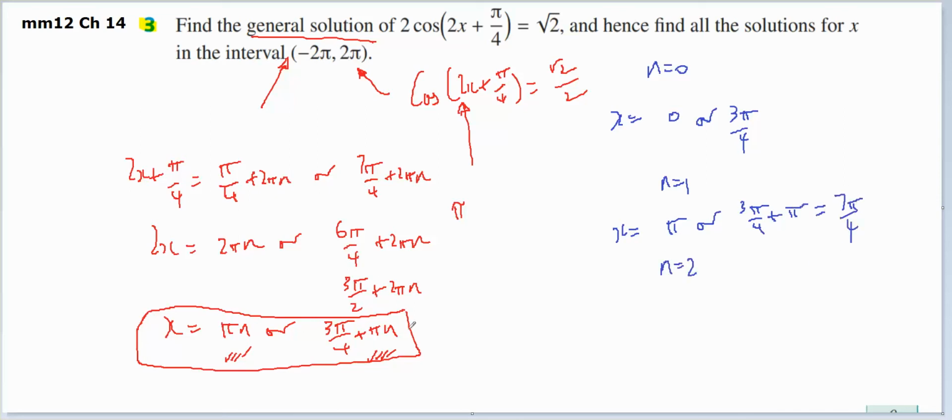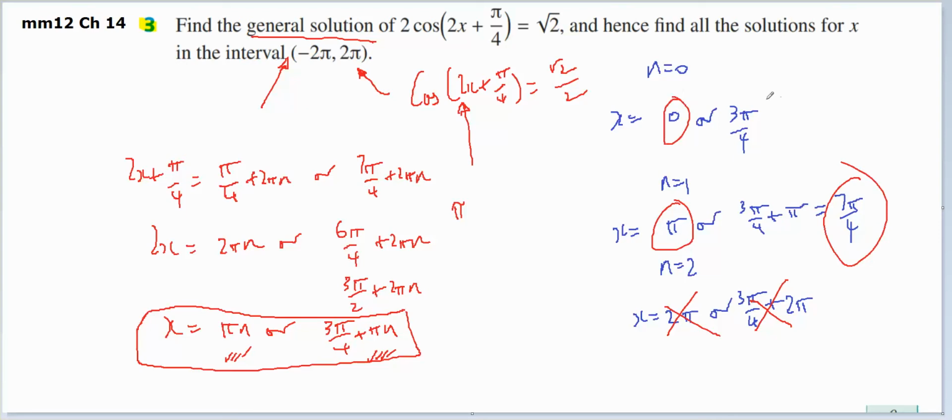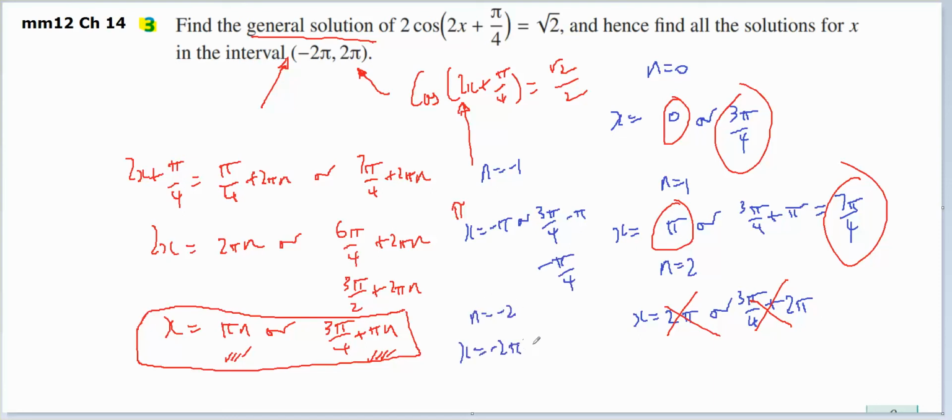When n equals 2, x equals 2 pi, or 3 pi on 4 plus 2 pi, and both of those are outside of the domain because it doesn't include 2 pi, and that's bigger than 2 pi. So I've got 1, 2, 3, 4 solutions using n equals 0, n equals 1. So I might consider when n equals negative 1, x will equal minus pi, or 3 pi on 4 minus pi, which is minus pi on 4. When n equals negative 2, x equals minus 2 pi, or 3 pi on 4 minus 2 pi, that's 3 pi on 4 minus 8 pi on 4, which is minus 5 pi on 4.